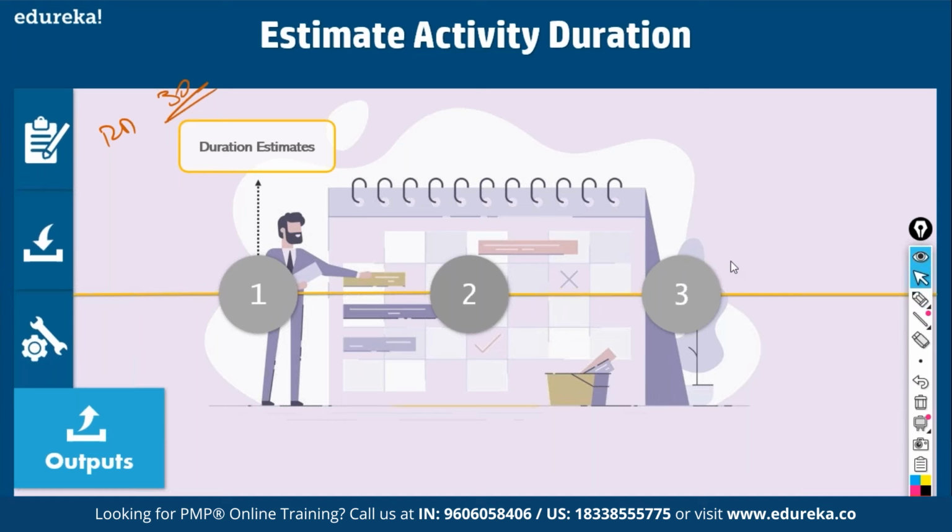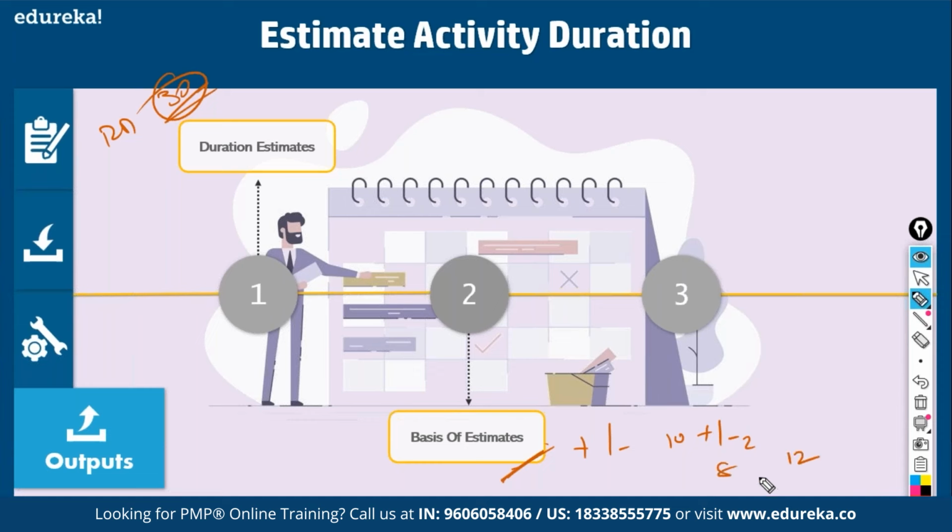What else? You also come up with the basis of estimate. This is a very important document. When you came up with a 30 days estimate, you must say on what basis you came up with this estimate. Was it analogous? Parametric? Bottom-up? What is the plus or minus you assumed? For example, when you say I can complete the work in 10 days plus or minus 2, what does it mean? I can complete the work in between 8 days to 12 days. So the range in your estimates and the confidence level in your estimates are all documented in the basis of estimate. It is not enough if you come up with an estimate. You must also say on what basis you came up with it.